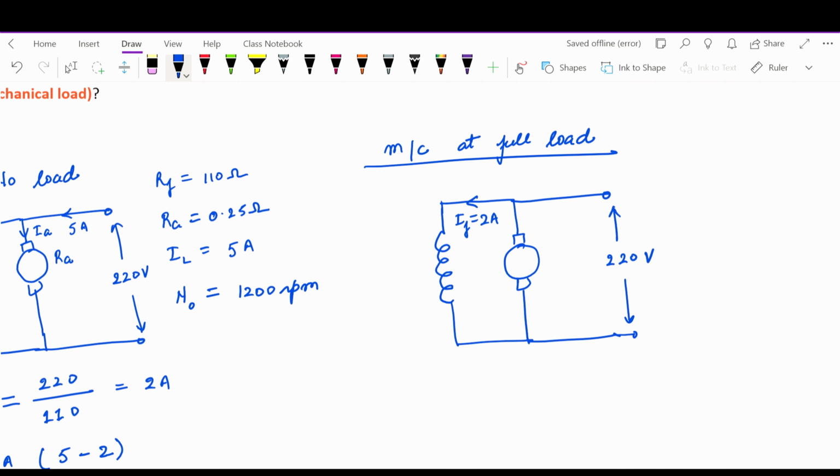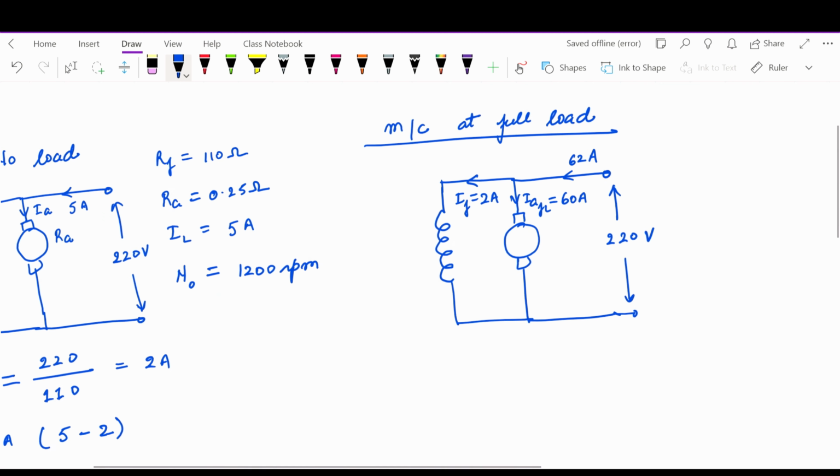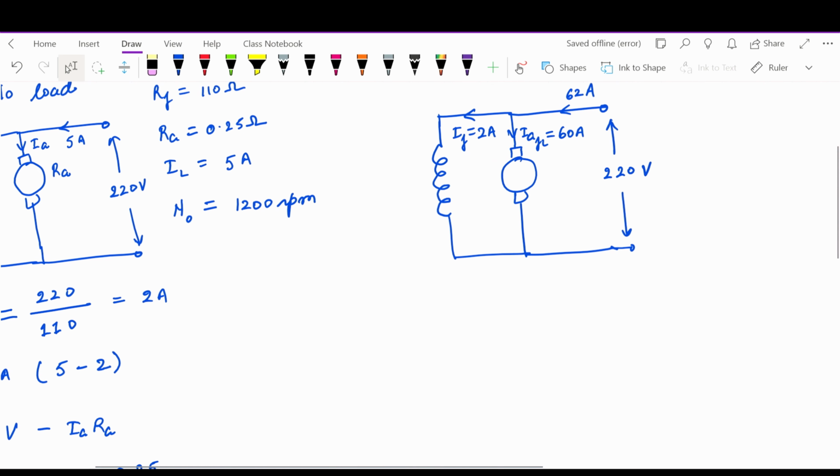Now it is given that it is drawing 62 amperes. So IAFL will be equal to 60 amperes. Similarly here if we calculate EAFL, it would be nothing but 220 minus 60 into 0.25. So quickly it is now coming out to be 205 volts. EAFL, that is what it is.